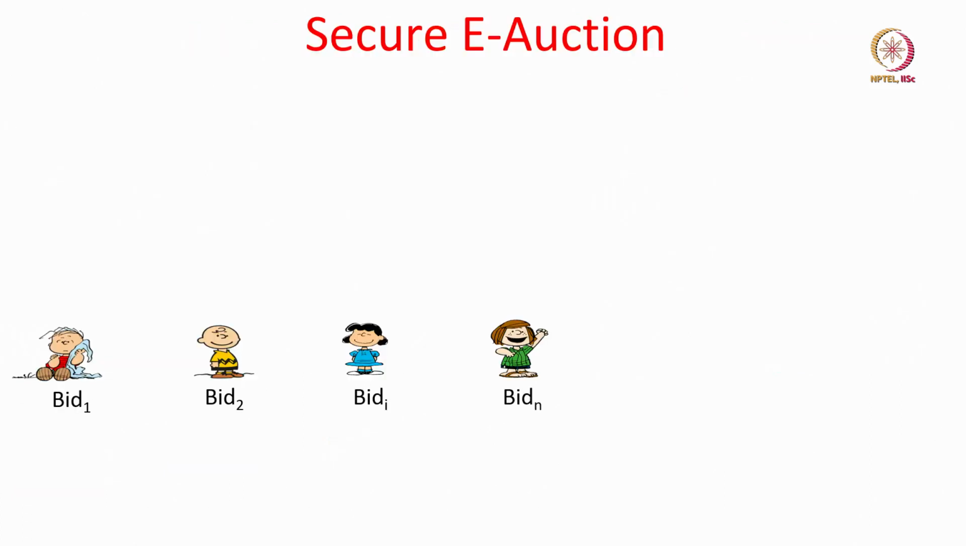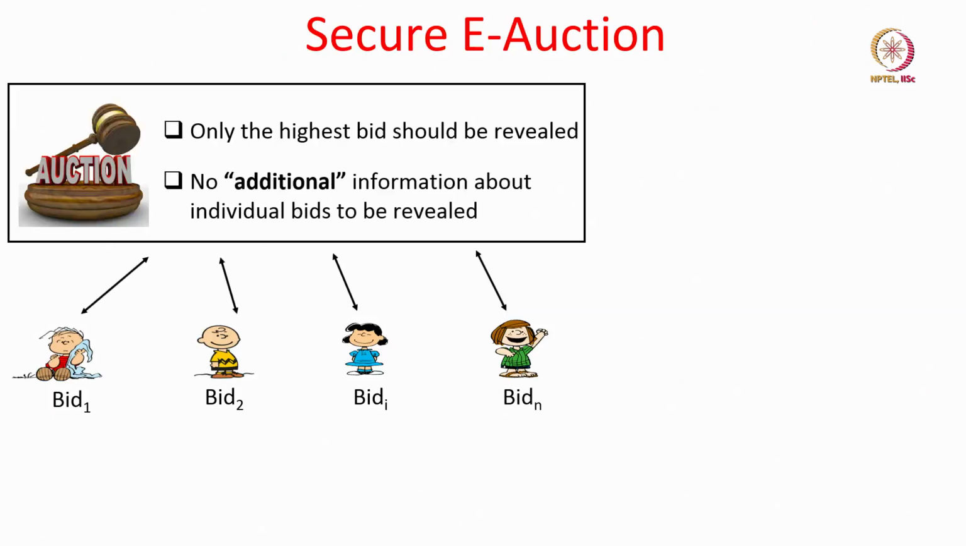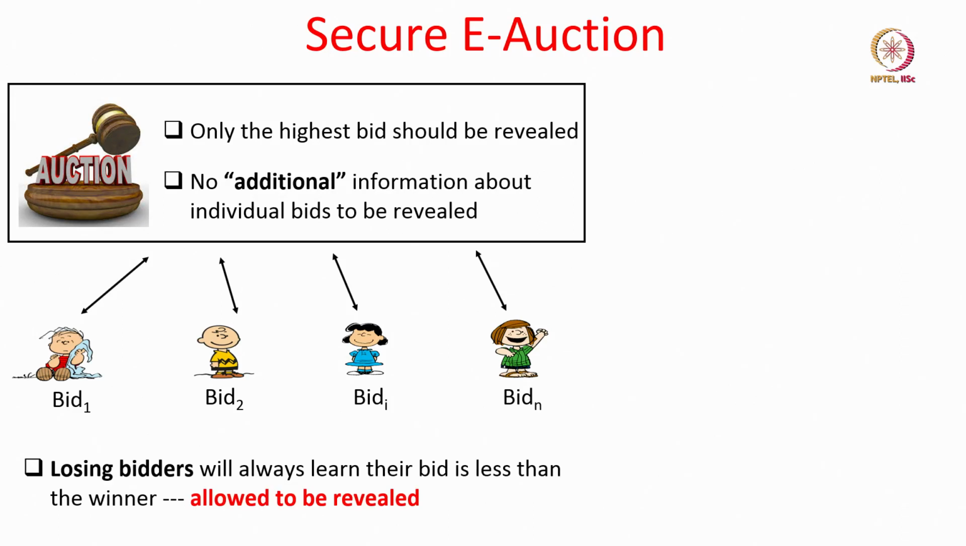Consider the problem of secure e-auction where we have say n bidders and they are bidding for some valuable object, and we would like that only the highest bid should be revealed during the bidding process, and no bidder should learn anything additional about the individual bids. Of course, the losing bidders will learn whether the value of their bid is less than the winner or not. That is allowed to be revealed, right. Remember, the problem description is that if I am the ith party, then based on my own input and the function output, whatever I am allowed to learn, that is fine, but nothing additional should be learned.